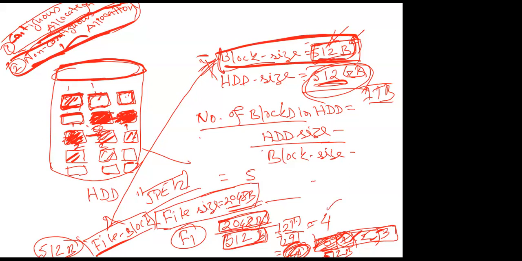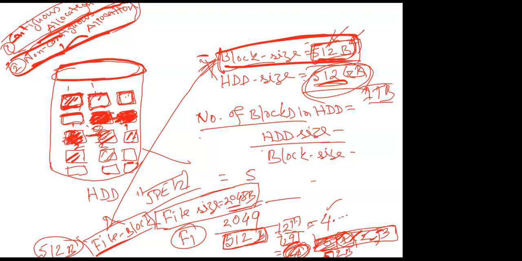So here it is 2048 bytes. Let's see if it is not 2048 bytes, let's say it is 2049 bytes. It is 2000, not 48, it is 2049 bytes. So how will it look in this case? In this case, it will be 4 point something.